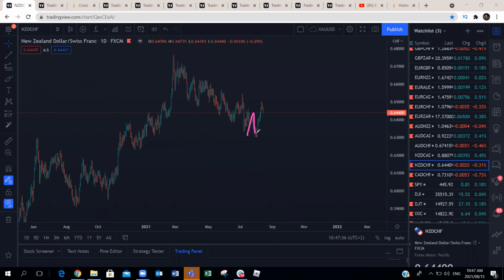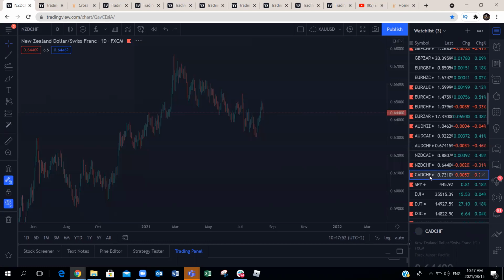Expect this to continue to the downside. Most of the pairs that have the CHF as the quote currency, look for them to continue to the downside. So the CHF looks bullish in the short term. So we'll look for this one to make one more down.